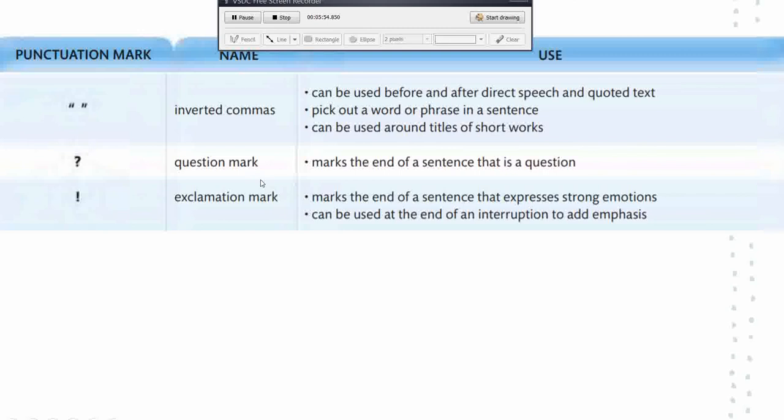Next is a question mark. It marks the end of a sentence that is a question. Then we have an exclamation mark. It is a line with a dot at the bottom. It marks the end of a sentence that expresses strong emotions, for example, surprise, shock, etc. It can be used at the end of an interruption to add emphasis.